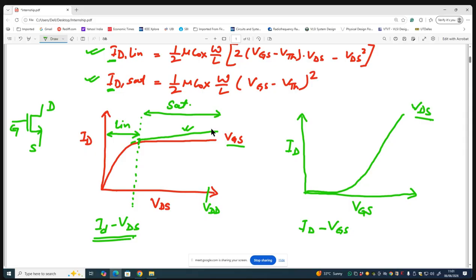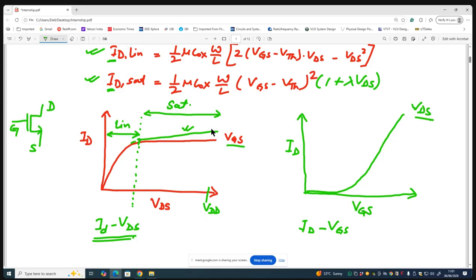So how is this behavior accounted for in the saturation region? What modification is made in the current equation? Multiplying the equation by 1 plus lambda VDS. Yes. So you should understand that this is actually a correction factor, 1 plus lambda VDS. That term is added into the saturation current equation to account for this non-ideality.